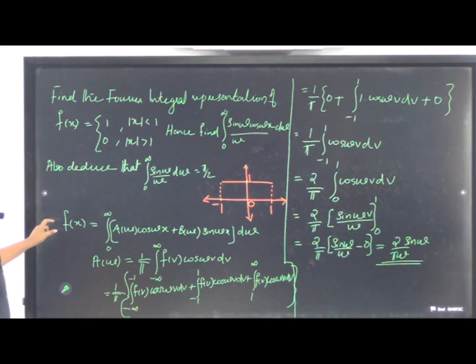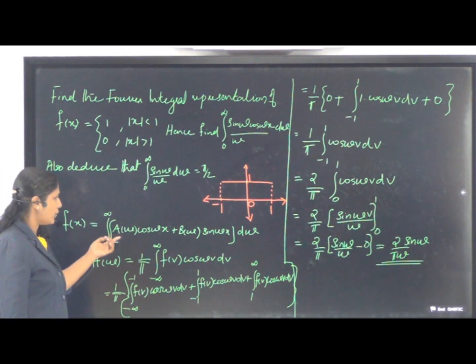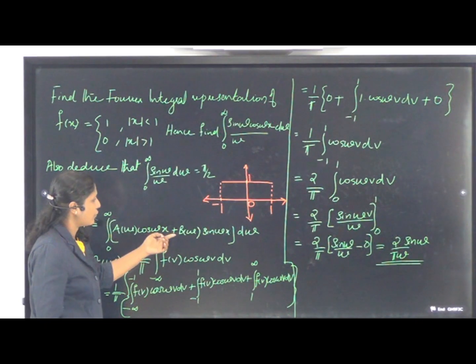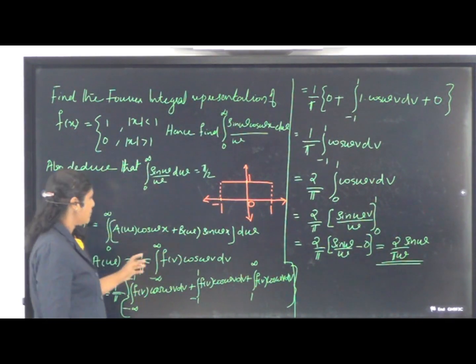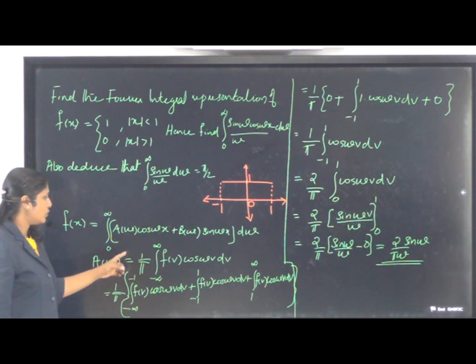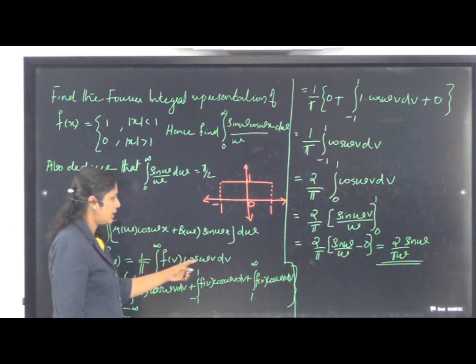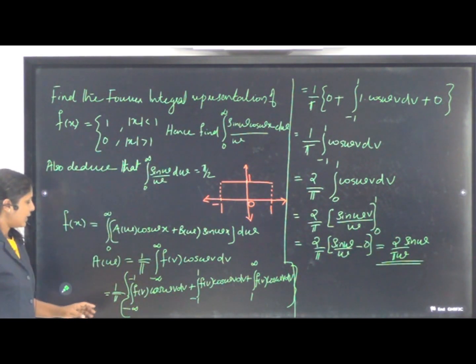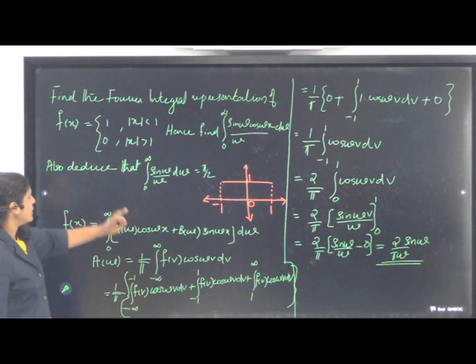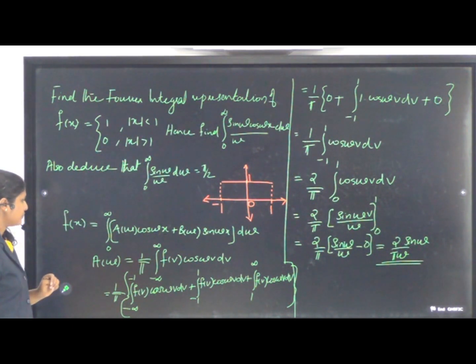So first we find the Fourier integral representation of f of x. That is f of x equal to integral 0 to infinity a of omega cos omega x plus b of omega sin omega x d omega. First we find the coefficient a omega, which is equal to 1 by pi integral minus infinity to infinity f of v cos omega v dv. Here f of v is the given function. F of v equal to 1 for mod v less than 1 and 0 for mod v greater than 1.